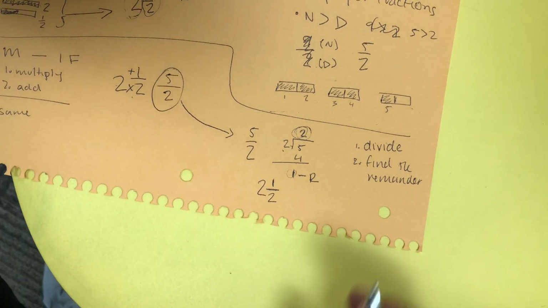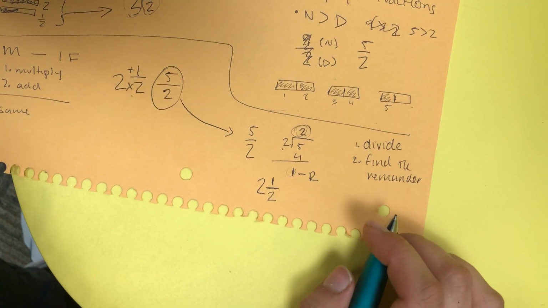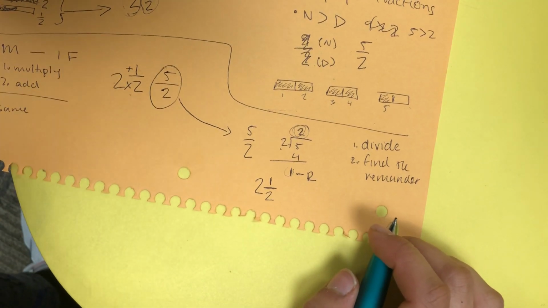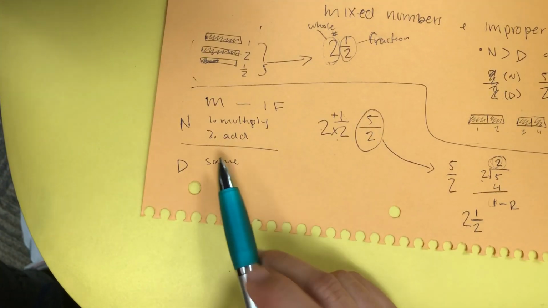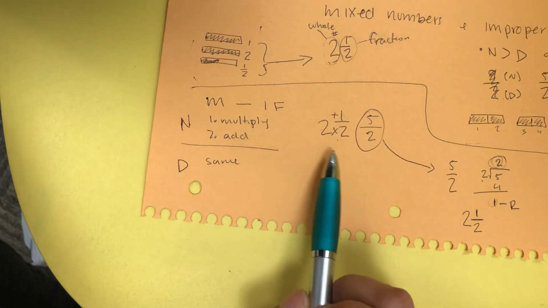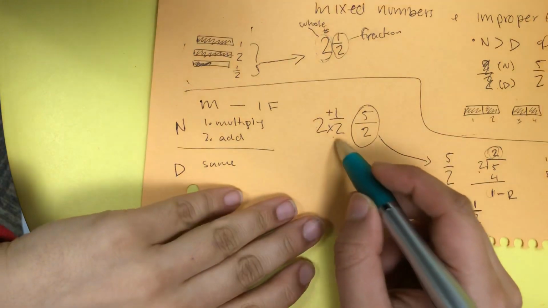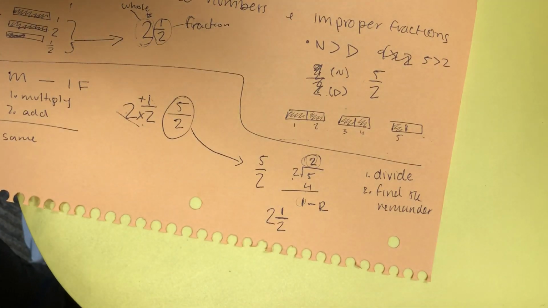So yeah, that's how you convert them. I'll make another video with more examples about converting back and forth. Usually the mixed number is the easiest because you just multiply and add. But with improper fraction, you have to divide, so it's a little harder.